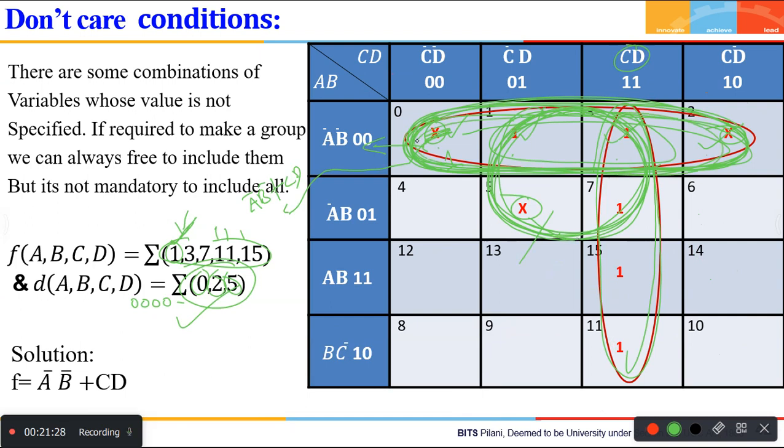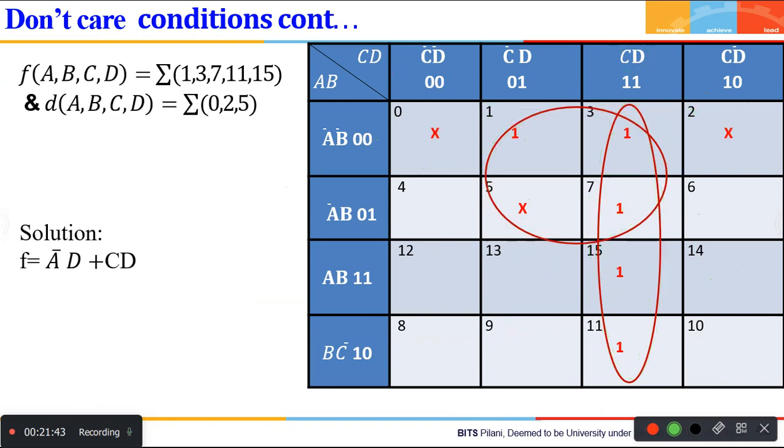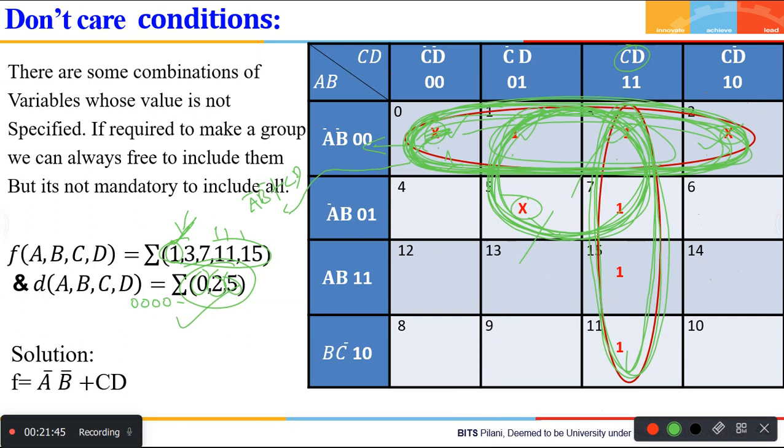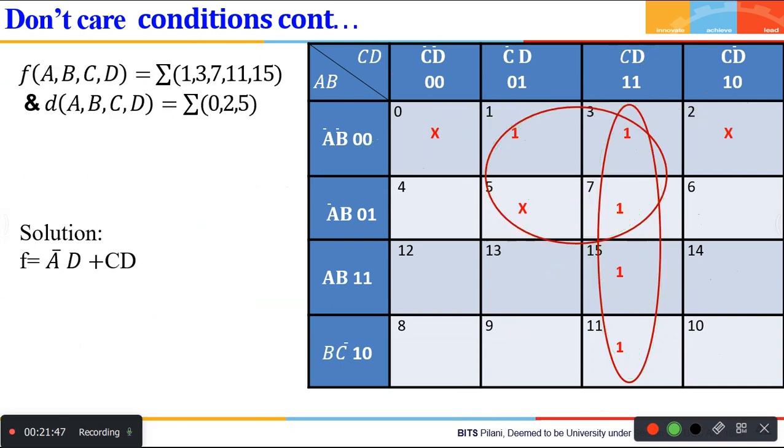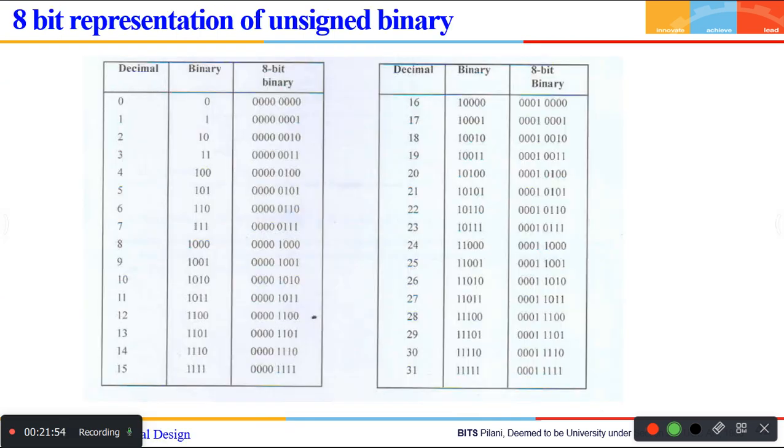See, you have 2 possibilities, either this one and this one, or this one and this one. Any one you can use, right? So when you do that, what you will get is b bar d plus cd. The expression will be different, but don't worry, it is the simplified form once again. So let's try to do all these things.